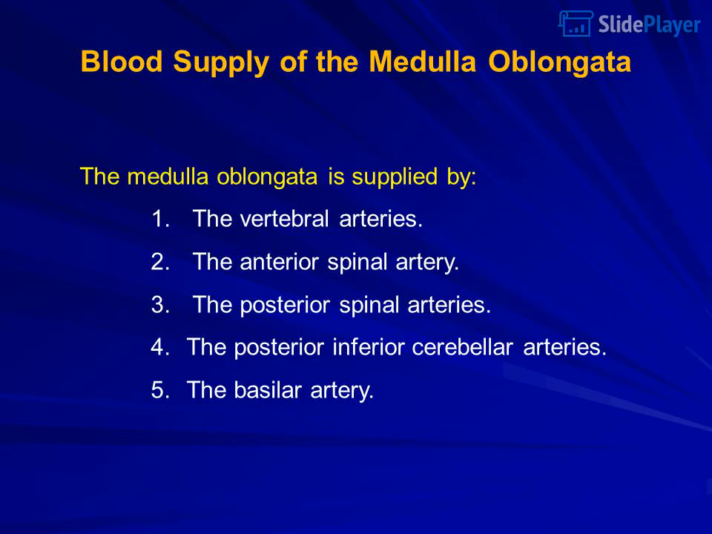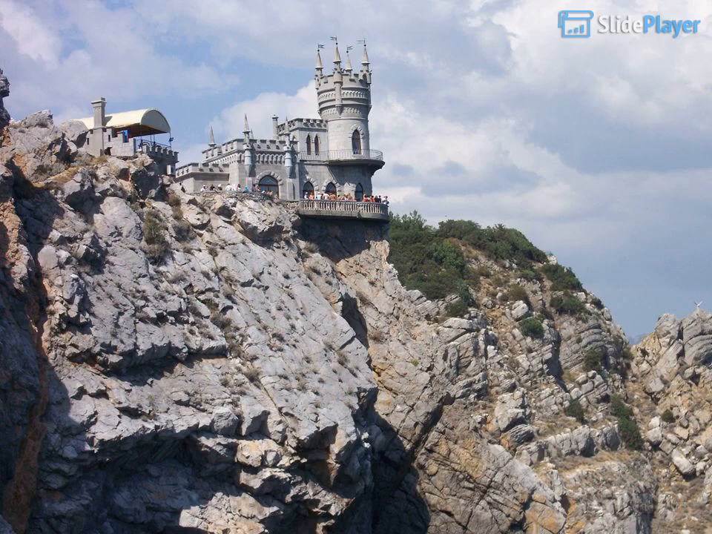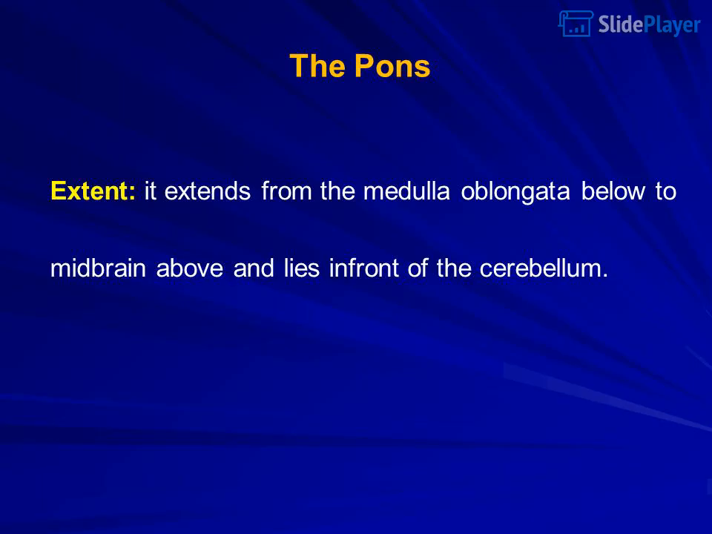Blood supply of the medulla oblongata. The medulla oblongata is supplied by the vertebral arteries, the anterior spinal artery, the posterior spinal arteries, the posterior inferior cerebellar arteries, and the basilar artery. The pons. Extent: it extends from the medulla oblongata below to the midbrain above and lies in front of the cerebellum.